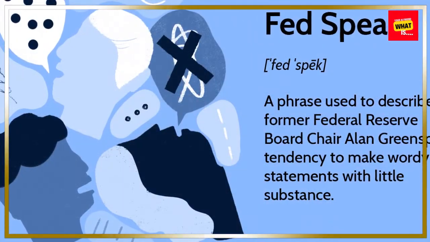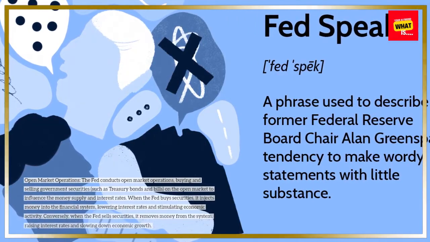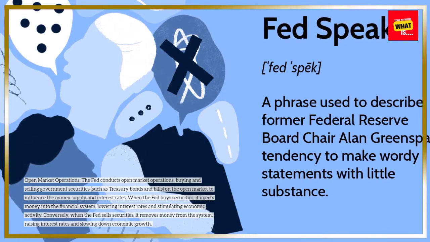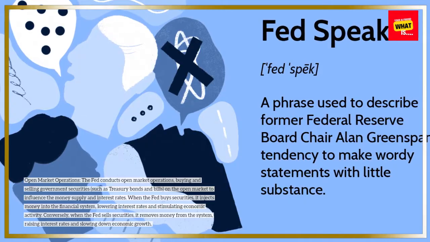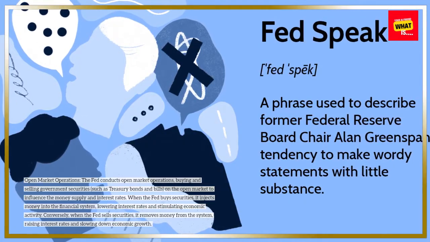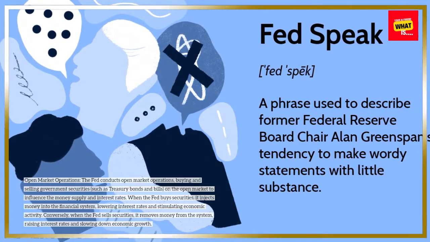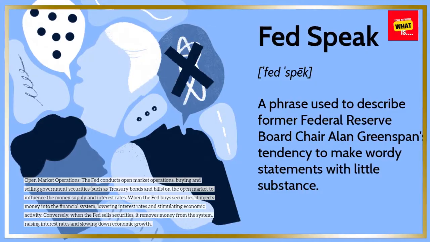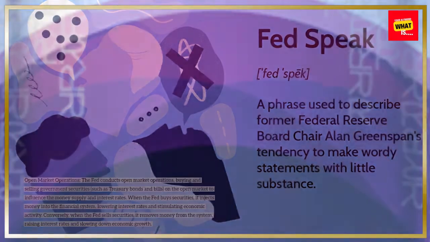Open market operations. The Fed conducts open market operations, buying and selling government securities, such as treasury bonds and bills, on the open market to influence the money supply and interest rates. When the Fed buys securities, it injects money into the financial system, lowering interest rates and stimulating economic activity. Conversely, when the Fed sells securities, it removes money from the system, raising interest rates and slowing down economic growth.